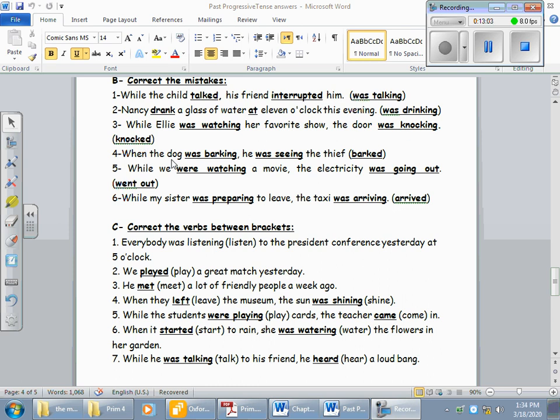Number 4: When the dog was barking, he was seeing the thief.